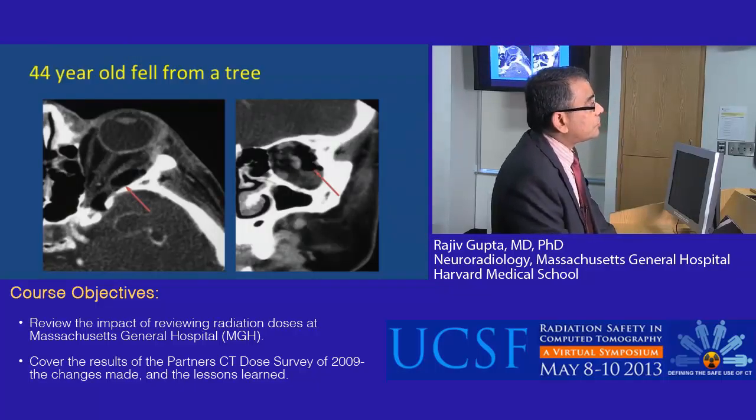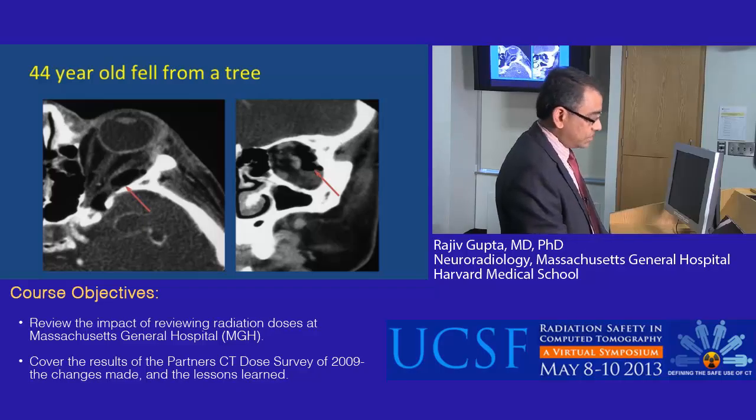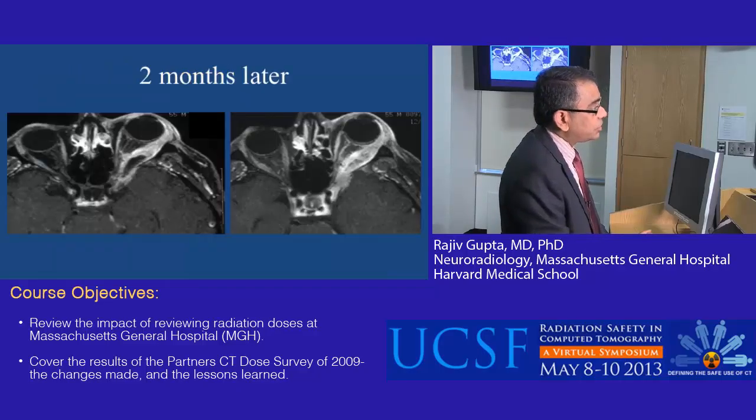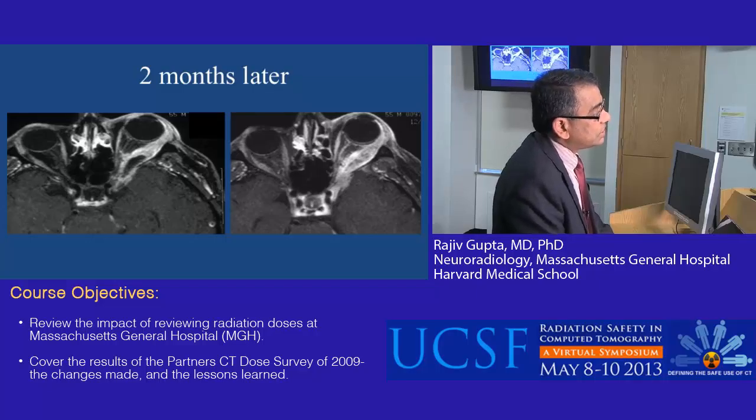Here's a different case, of a 44-year-old who fell from a tree. There is trauma to the orbit, and there was this air density seen in the retrobulbar region, which is marked by these arrows. This was thought to be some air that had dissected in the extraconal retrobulbar region, and this patient was discharged. The patient continued to have pain and came back after 2 months. There was proptosis in the left globe, and you can see that there is a large amount of enhancement within the area, and there is a small area within it that is not enhancing.